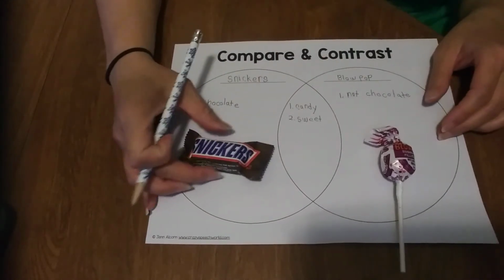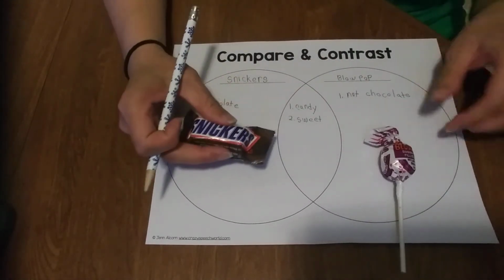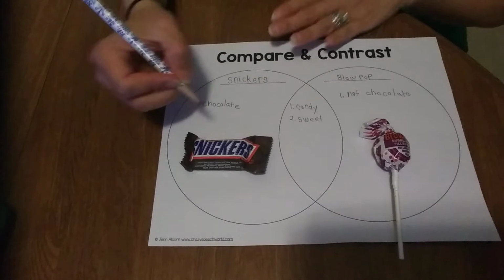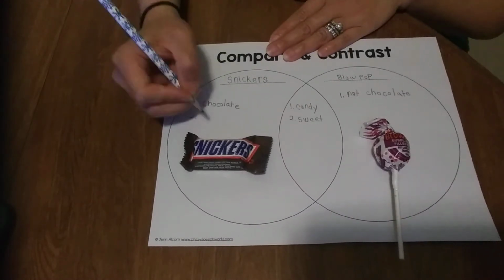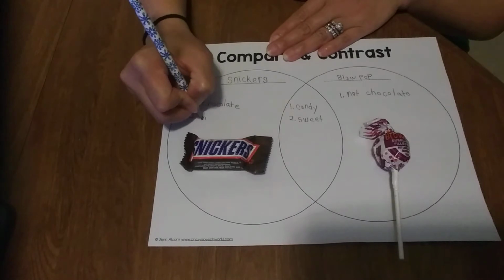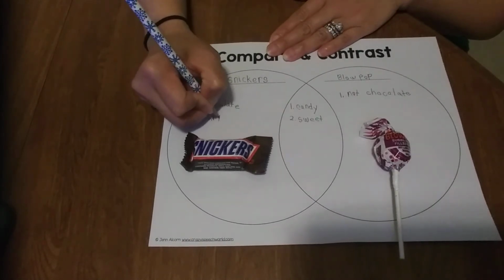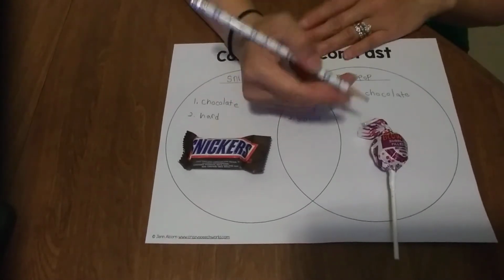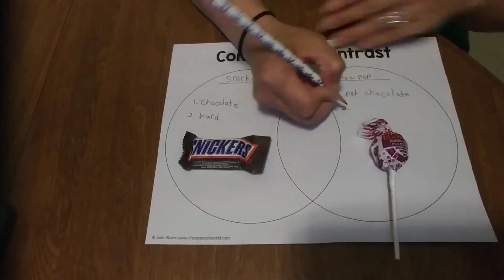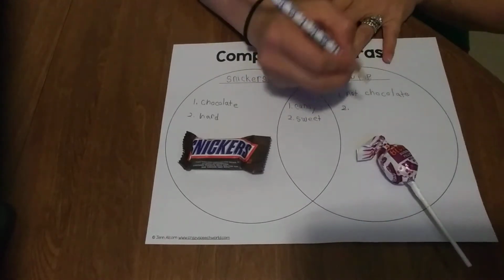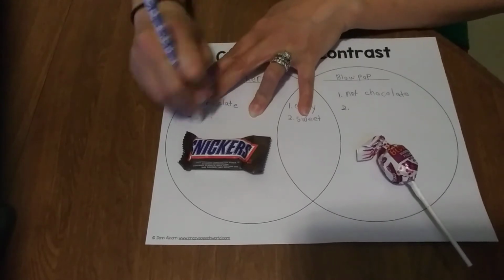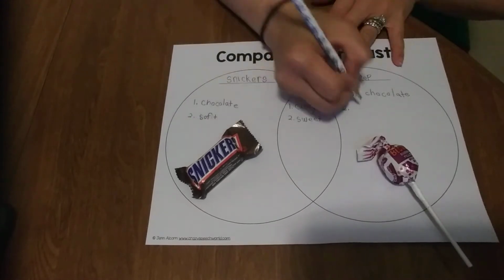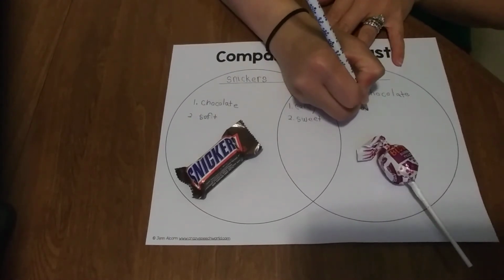Well, I can squeeze the Snickers, so this is kind of soft. I can't squeeze the lollipop, so that's hard, and those are different. So over here, I'm going to write that the Snickers is hard. Whoops, that's backwards. Trying to write upside down here. I'm going to write that the Snickers is soft, not hard. And the Blow Pop is hard. Okay?